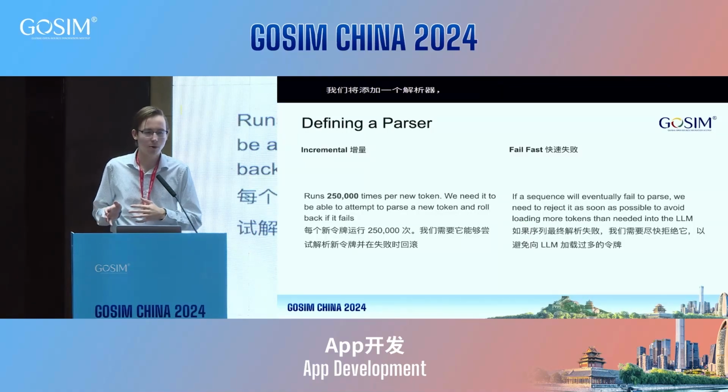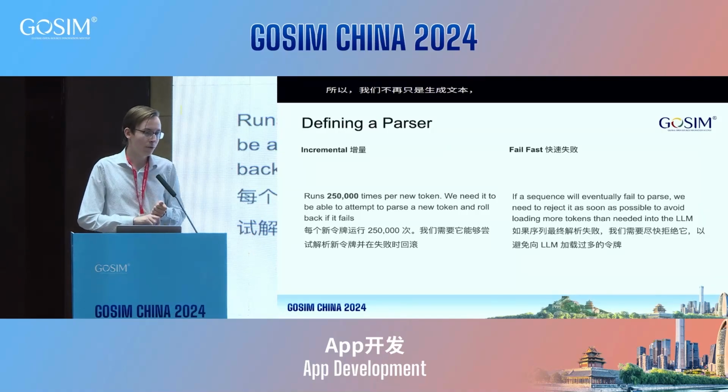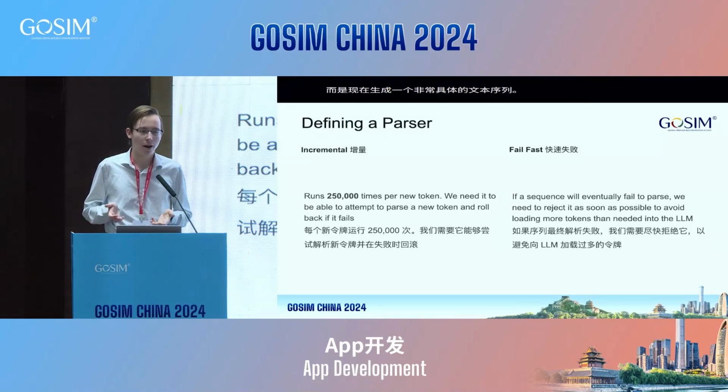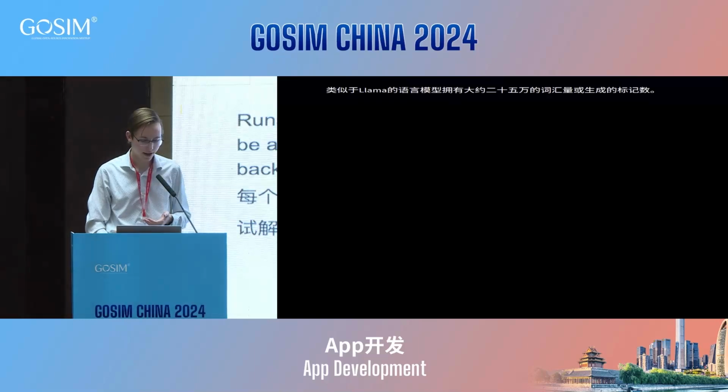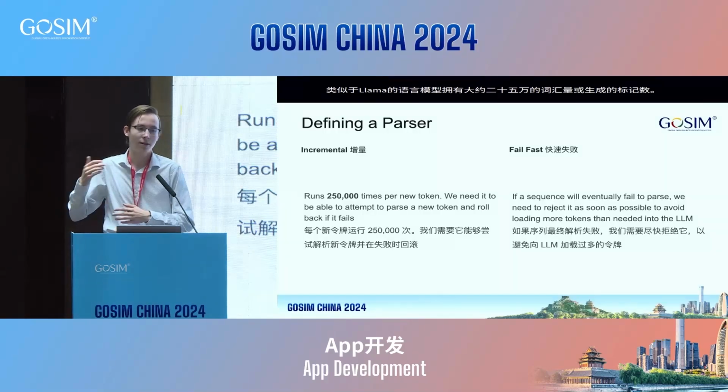And our parser has a couple more requirements than you might see in a normal parser. First, it needs to be incremental. We run this parser a whole lot of times for every new token. A language model like Llama has a vocabulary size, or a number of tokens that it can generate, of about 250,000. So we need to run the parser on each of those 250,000 possible new tokens and then check if they work.